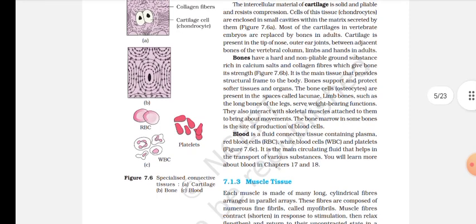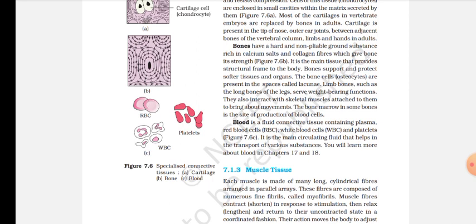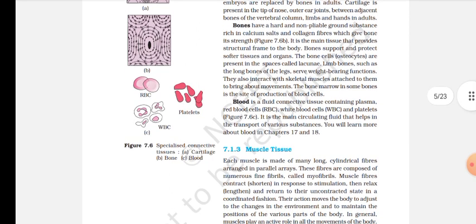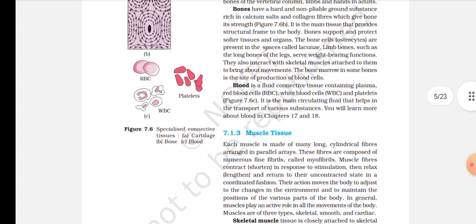Blood is a fluid connective tissue containing plasma, RBC, white blood cells, WBC, and platelets. It is the main circulating fluid that helps in the transport of various substances. You will learn about blood in chapters 17 and 18.